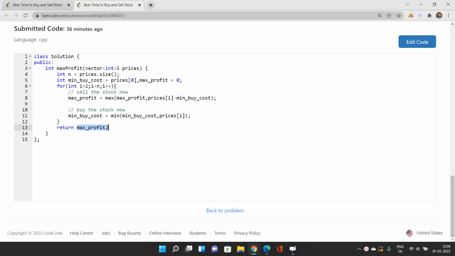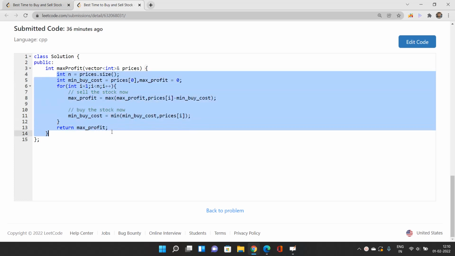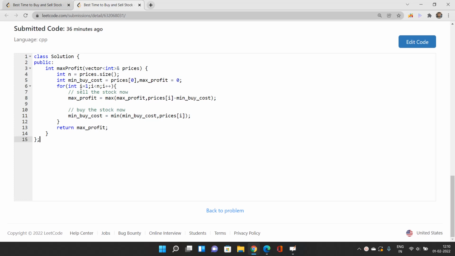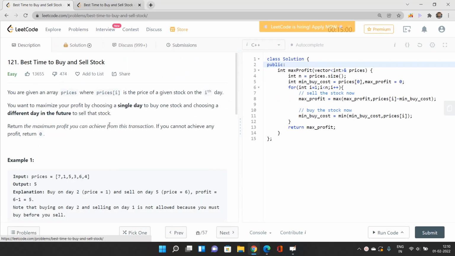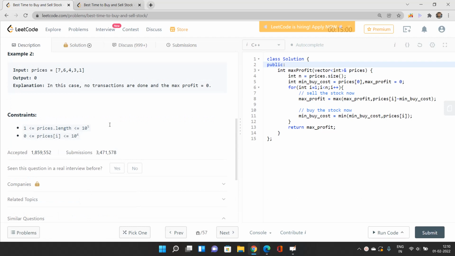And finally return the max profit, which would be the maximum value among all the profits that we can have by selling the stock on the respective days from i equal to 0 to i equal to n minus 1. The time complexity for this entire operation would be O of n, because we are iterating the array n times, and the space complexity would be O of 1, because we are not going to use any extra array taking n space. So this is all about this problem.